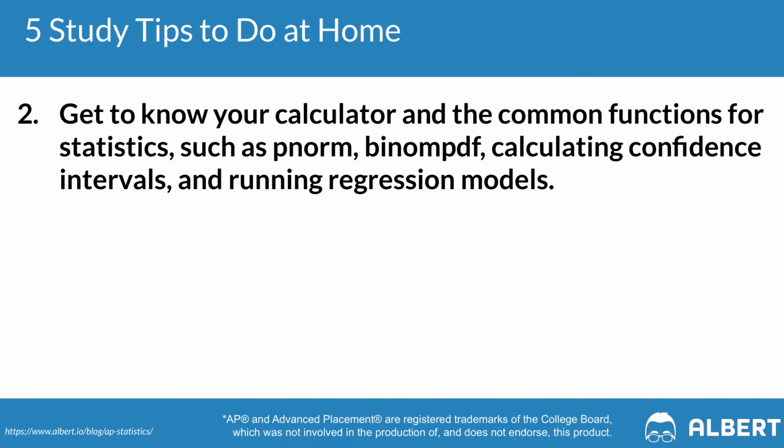Our second tip is to get to know your calculator and the common functions that you'll use when it comes to AP Statistics. This includes functions such as p-norms or binomial PDFs, or even running regression analyses or calculating confidence intervals. There's a great page by StatsMedic that goes over commonly used calculator functions for AP Statistics, so be sure to check their site out. Knowing these calculator functions can be a great way for you to save a ton of time when it comes to your multiple choice section of the AP Statistics exam.